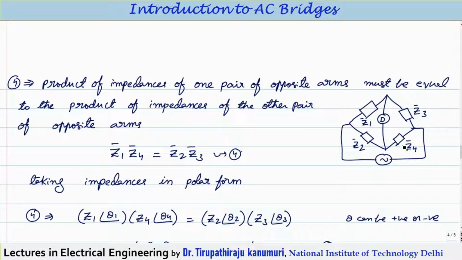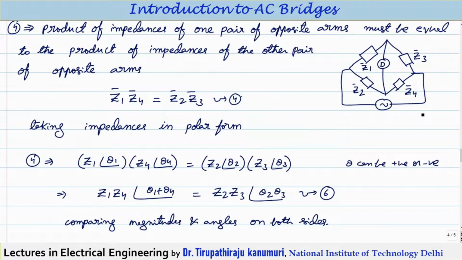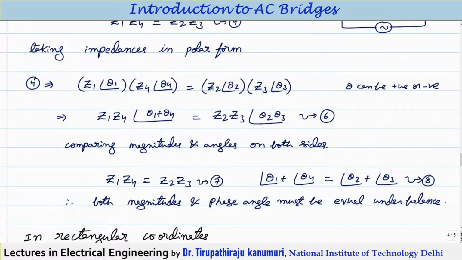So Z1 multiplied by Z4 should be equal to Z2 multiplied by Z3. You remember here these are the phasors. So it will have both magnitude as well as angle, or it will have real as well as imaginary component, depending on which form you are representing. Again, this polar and rectangular form was also discussed in basic electrical engineering. I hope you have the clarity of this.